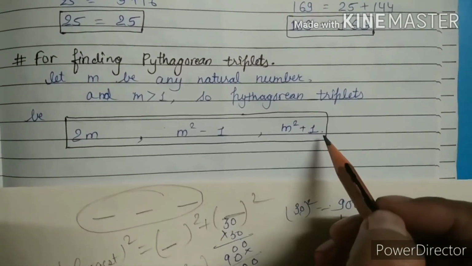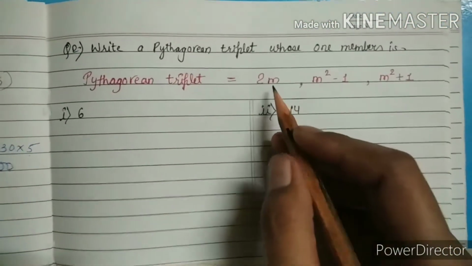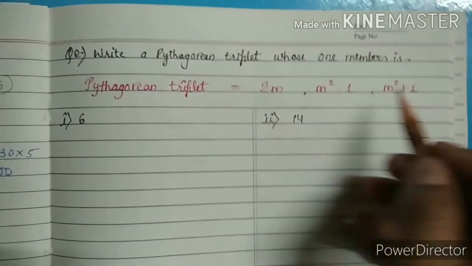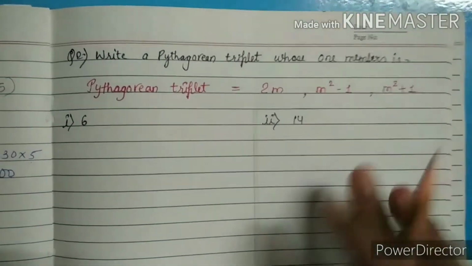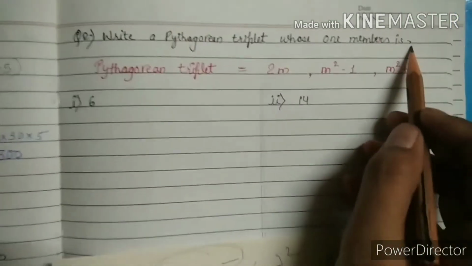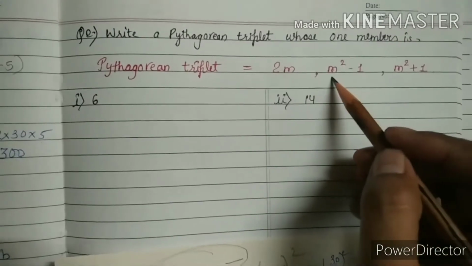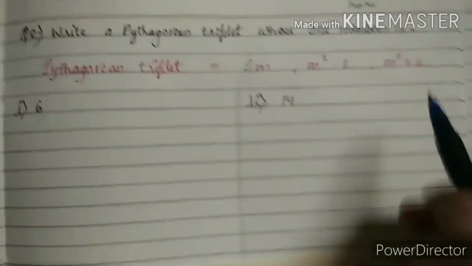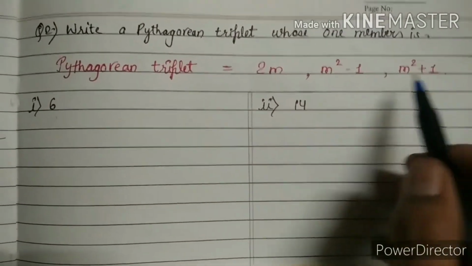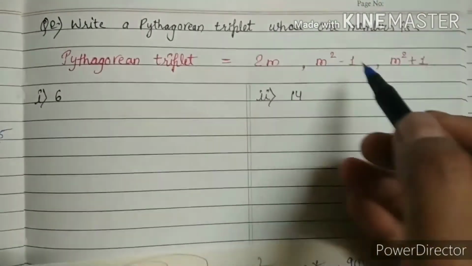Okay. So first is 6, second is 14. We know a Pythagorean triplet can be formed from 2m, m square minus 1, m square plus 1. In the question they have already given us one member. It means 6 is one of 2m or m square minus 1 or m square plus 1. So 6 is equal to what? This one, this one, this one.